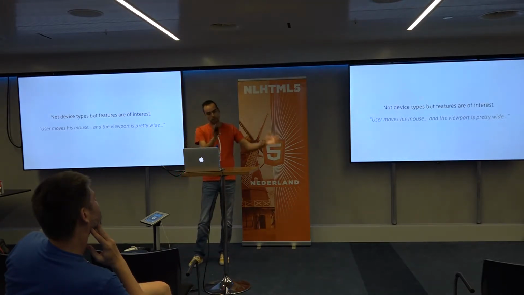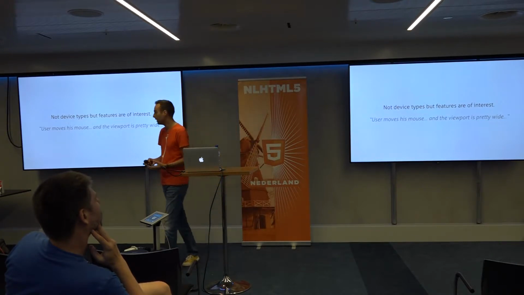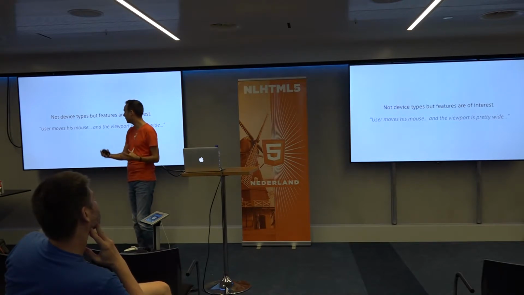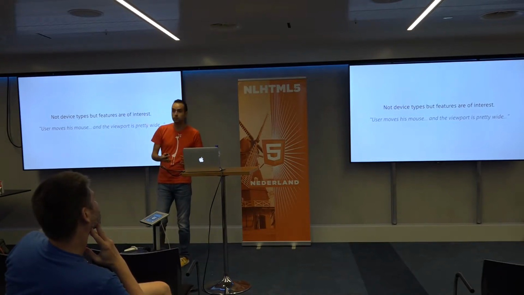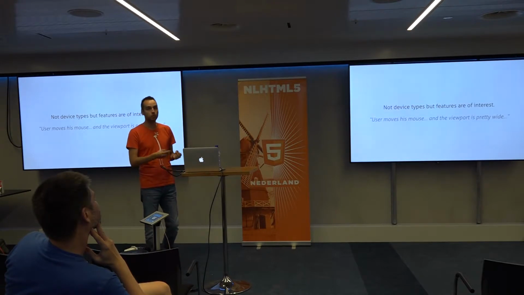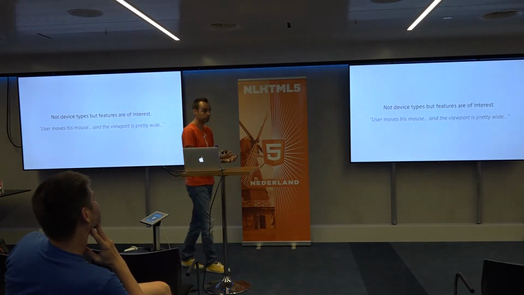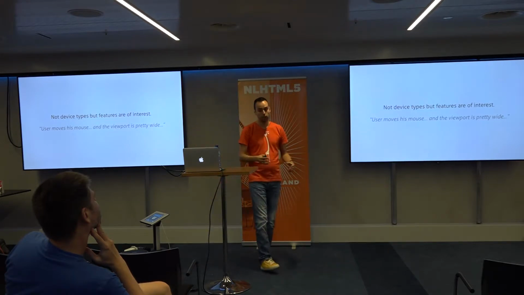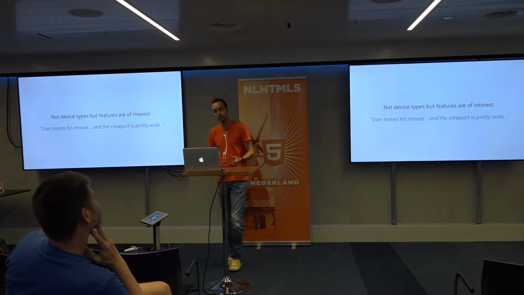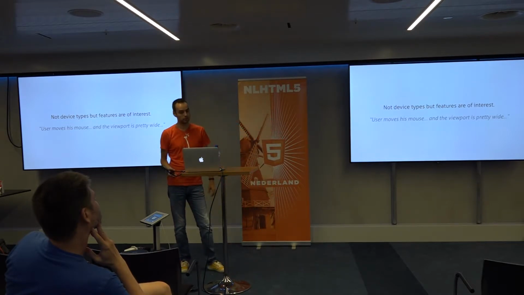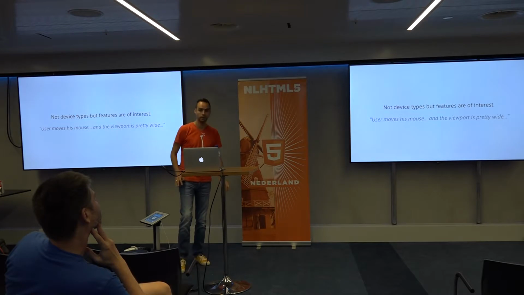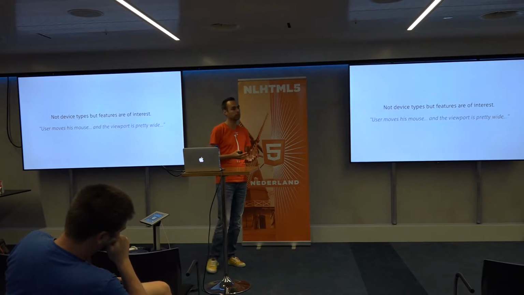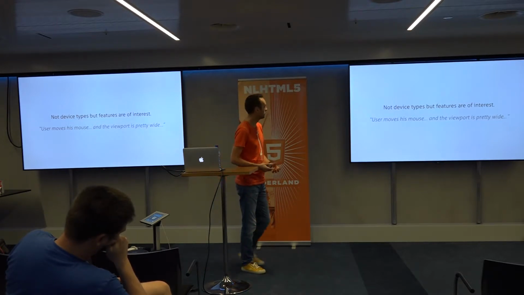So looking at that mess of viewports, we can decide that there's no way to look at device types and then determine what to do based on that. We'll have to use features to determine what we can do for this specific user. For instance, if a user moves his mouse and the viewport is pretty wide, then we could say, well, he's probably sitting at his desk using this website. He's not on a train, because mousing on a train is really cumbersome. So that tells us something about the context this user is in and how he might interact with our website.